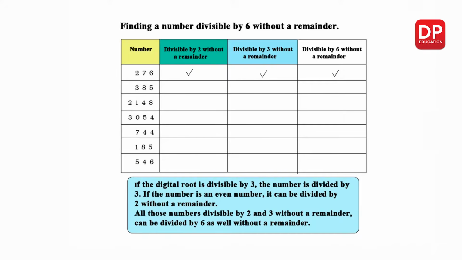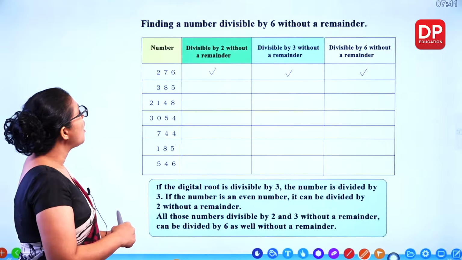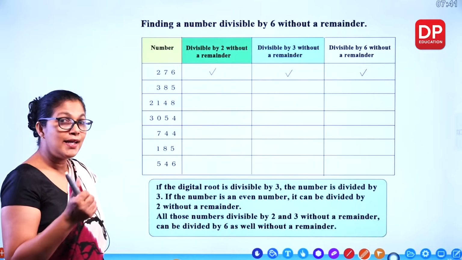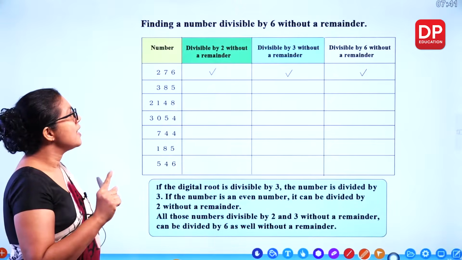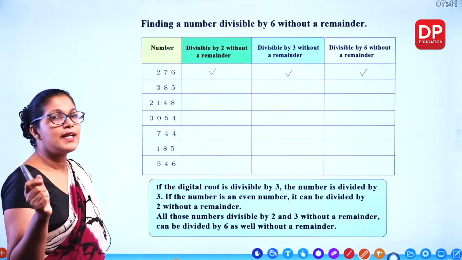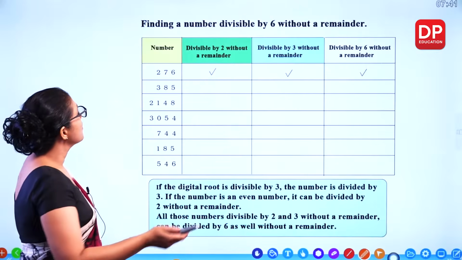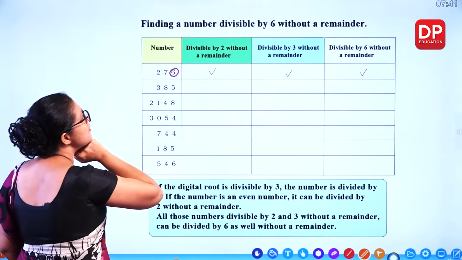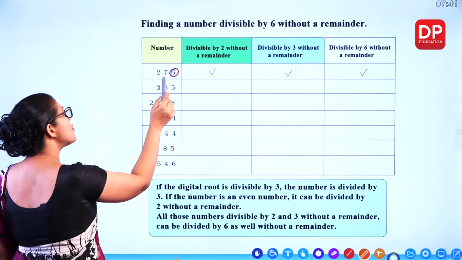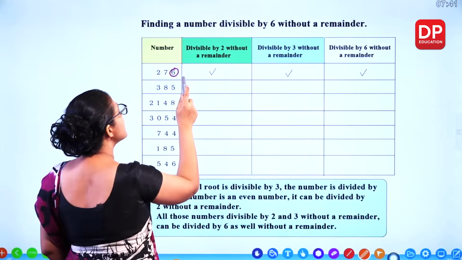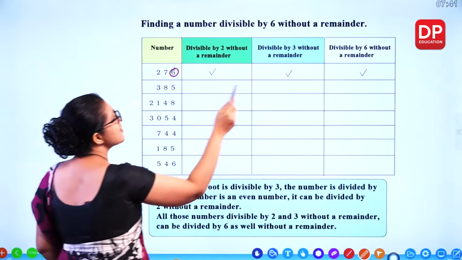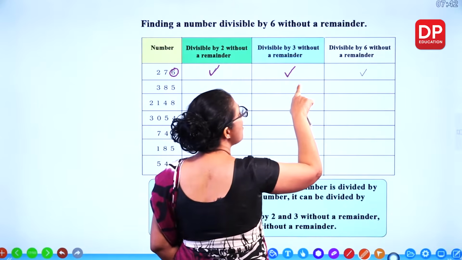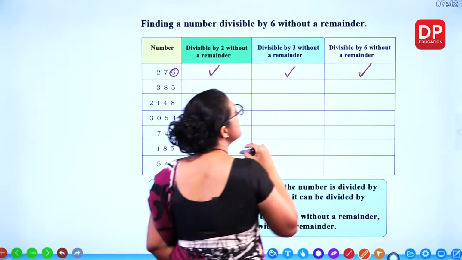Finding a number divisible by 6 without a remainder. How do we do that? We can check whether the number is divisible by 2 and 3. If it satisfies both, definitely that number is divisible by 6. So we can check it's an even number. Yes, it's divisible by 2. What's the digital root? 7 plus 2, 9. 9 plus 6, 15. 15 means 6. That means it's also divisible by 3. So definitely if these two are okay, that means it's divisible by 6 as well.